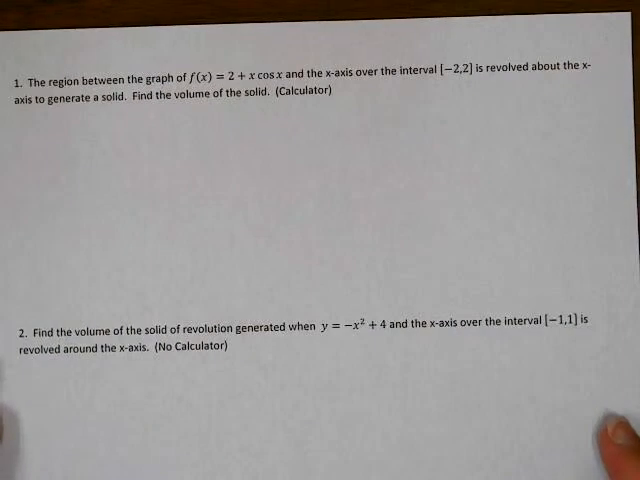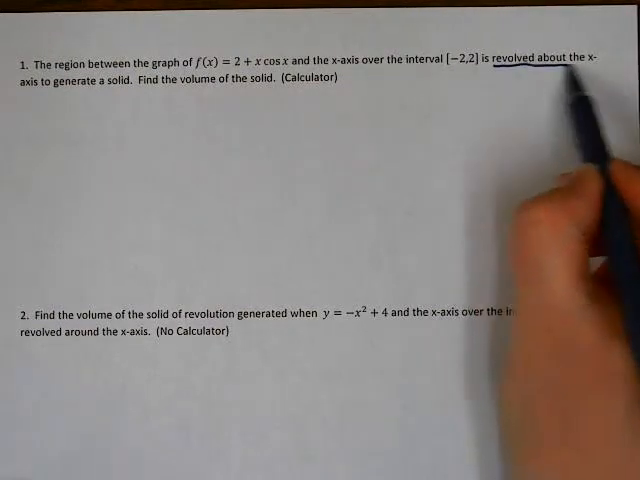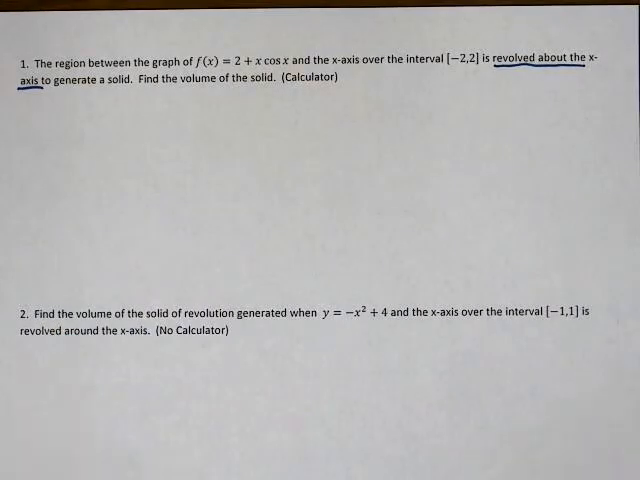So the region between the graph f of x equals 2 plus x cosine x and the x-axis over the interval -2 to 2 is revolved about the x-axis to generate a solid. So I want to emphasize here we're revolving about the x-axis because that's going to be really important to know which axis we're revolving around.